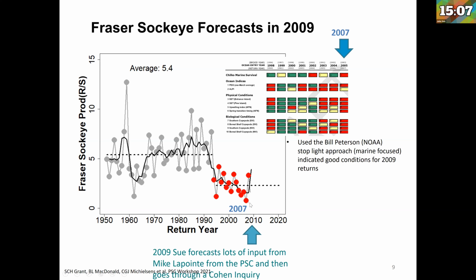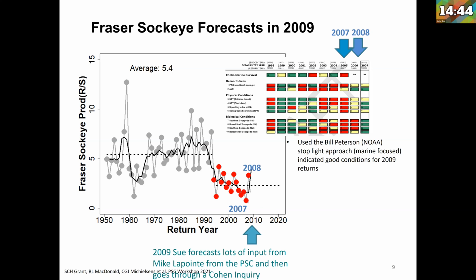When we look back to when we started to develop these, we found it did work pretty well in 2007. We didn't use it at the time, but it was the lowest productivity on record and all the indicators were bad. 2008 was indicating slightly better productivity and the Fraser sockeye aggregate improved. So we were seeing some good things there.